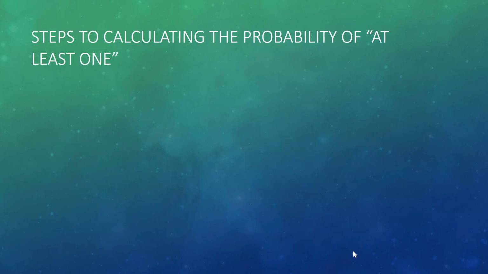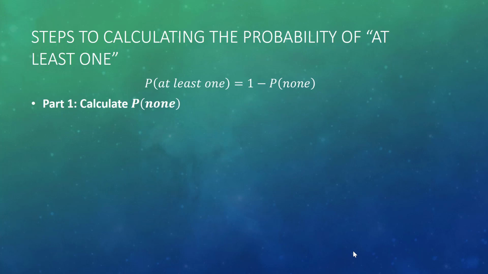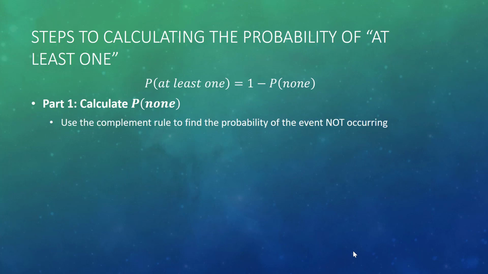So let's break down what we just did into some steps that we can follow every time we have an at least one problem. So the first thing I usually do is I write down this equation on my paper, because if I see the phrase "at least one," I know that I have to use this equation. So in order to employ this equation, the first thing I have to find or calculate is the probability of none. So I use the complement rule to find the probability of the event not occurring. In the last problem, we said that 1 minus 0.11, which is the probability of someone being left-handed, is 0.89, which is the probability of someone being right-handed.